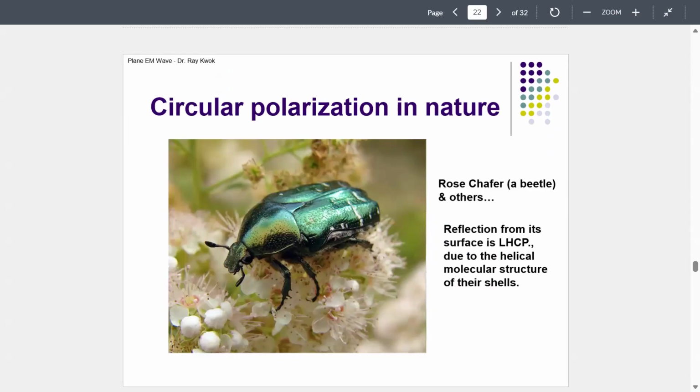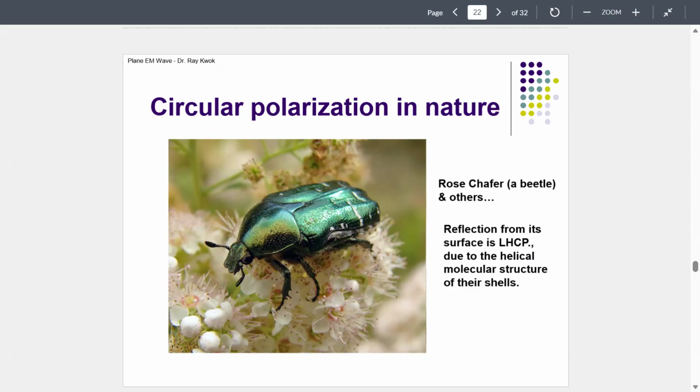So why circular polarization? Well, circular polarization is not just man-made. In nature, we do have circular polarization, right? For example, one type of beetle, the reflection of the shell is left-hand circular polarized light. What does that mean? How do they produce that?